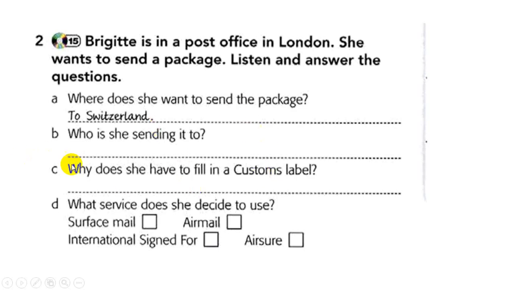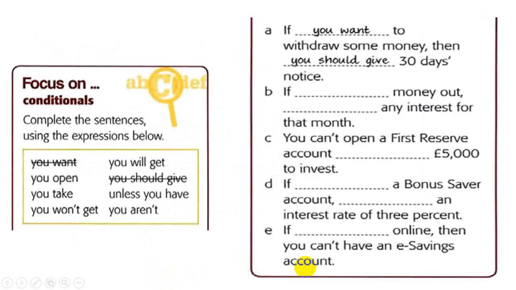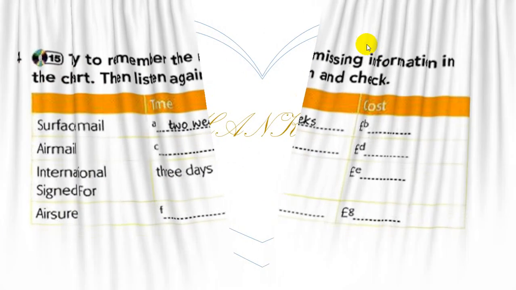Is that right? Yes. So now let's move to focus on conditionals. Again, conditionals. Yes, so let's complete the sentences. I guess this exercise is a very nice and easy one. Complete the sentences using these options below: you want, you open, you take, you won't get, you will get, you should give, unless you have, and you aren't.